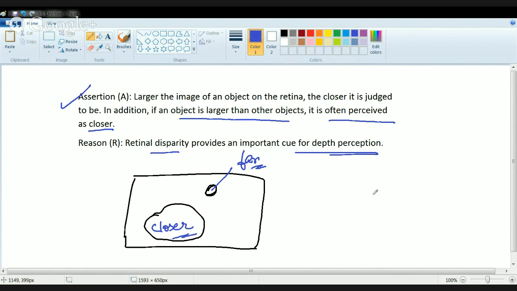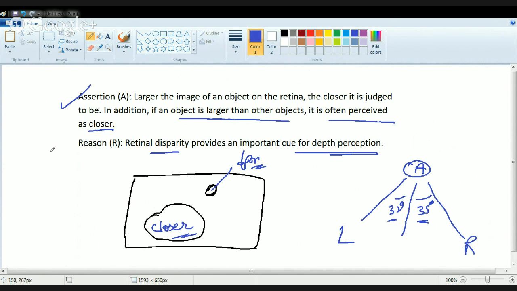Now, retinal disparity provides a cue for depth perception. We have already discussed retinal disparity in a previous session. So what is retinal disparity? There is an object A. I am seeing it from my left eye and then I am seeing it from my right eye. The angle formed by the left eye is 32 degrees and by the right eye is 35 degrees. So this variation is basically known as retinal disparity. That is the difference between the left and right eye, and it's basically a depth perception cue. So the reason is again correct.